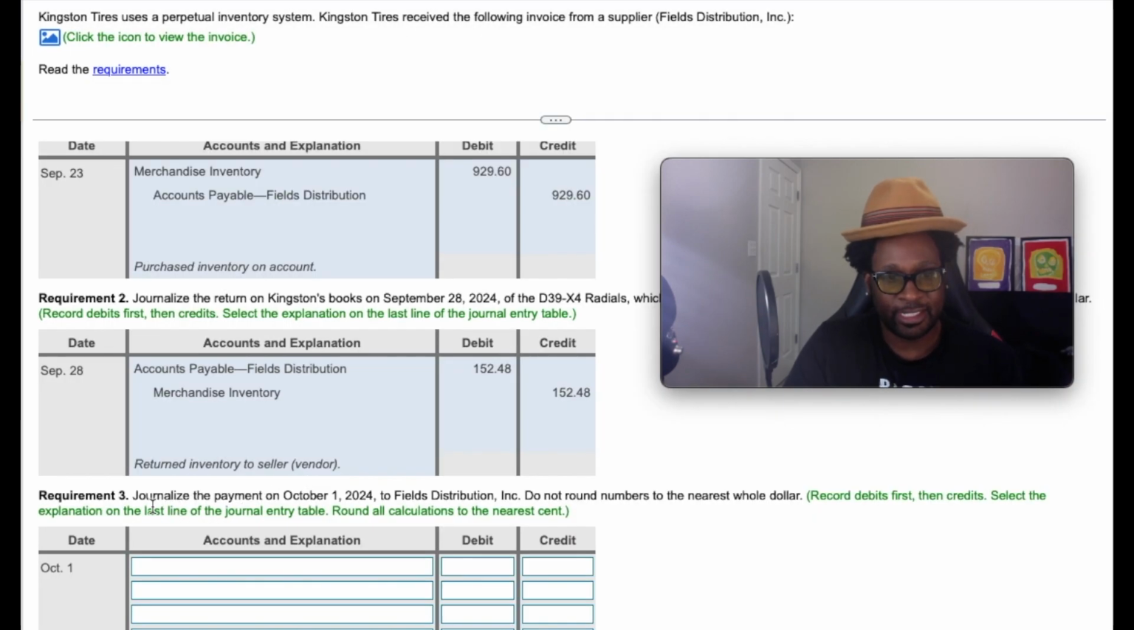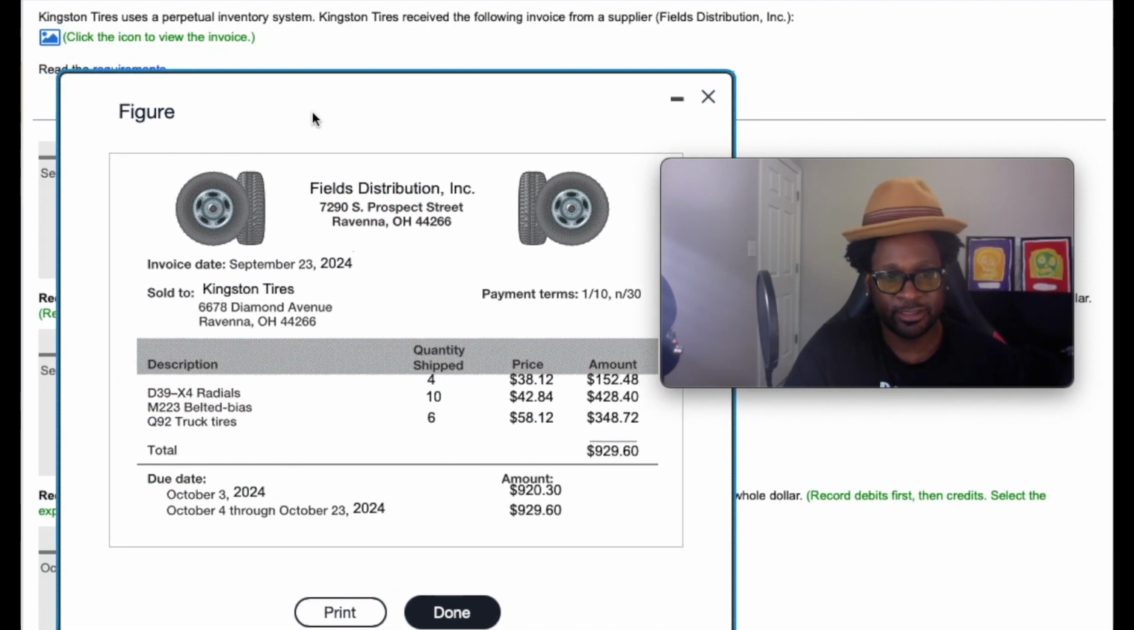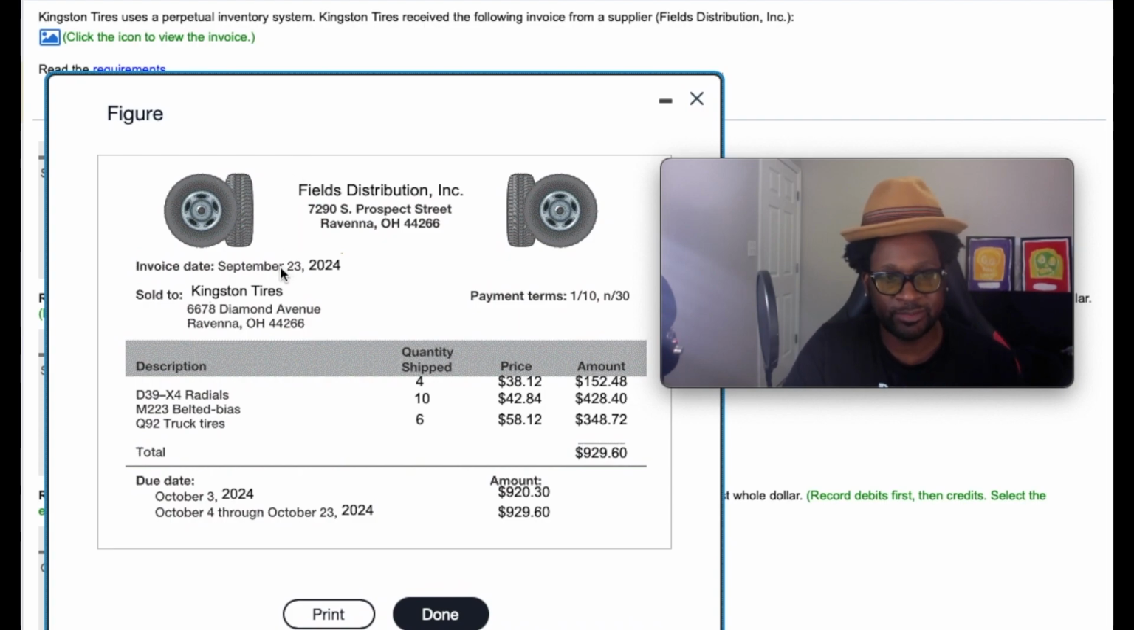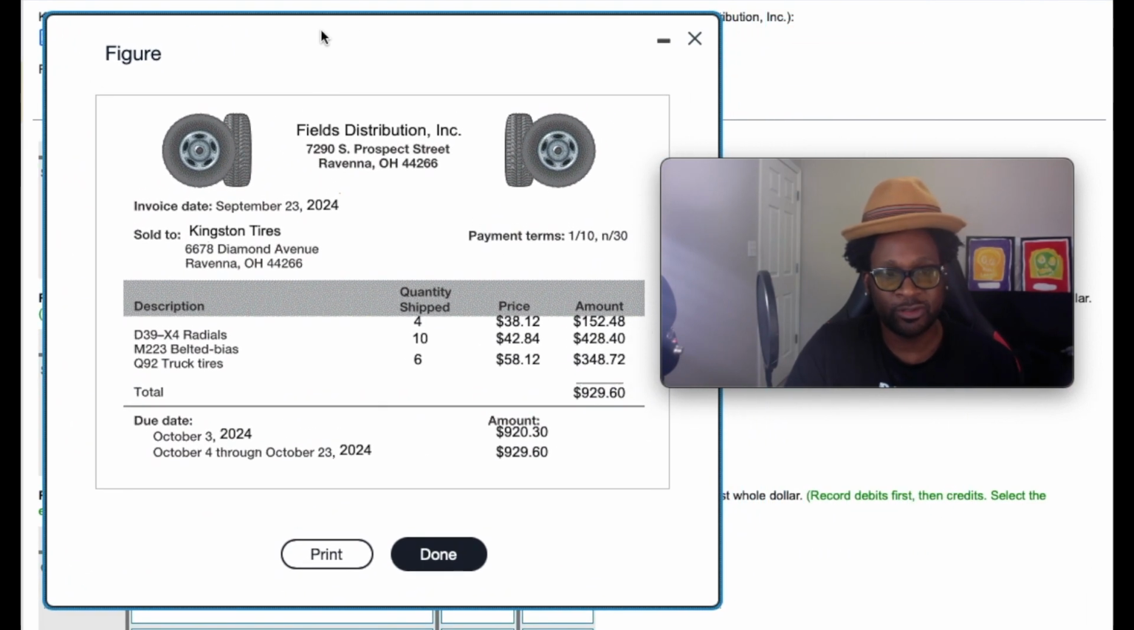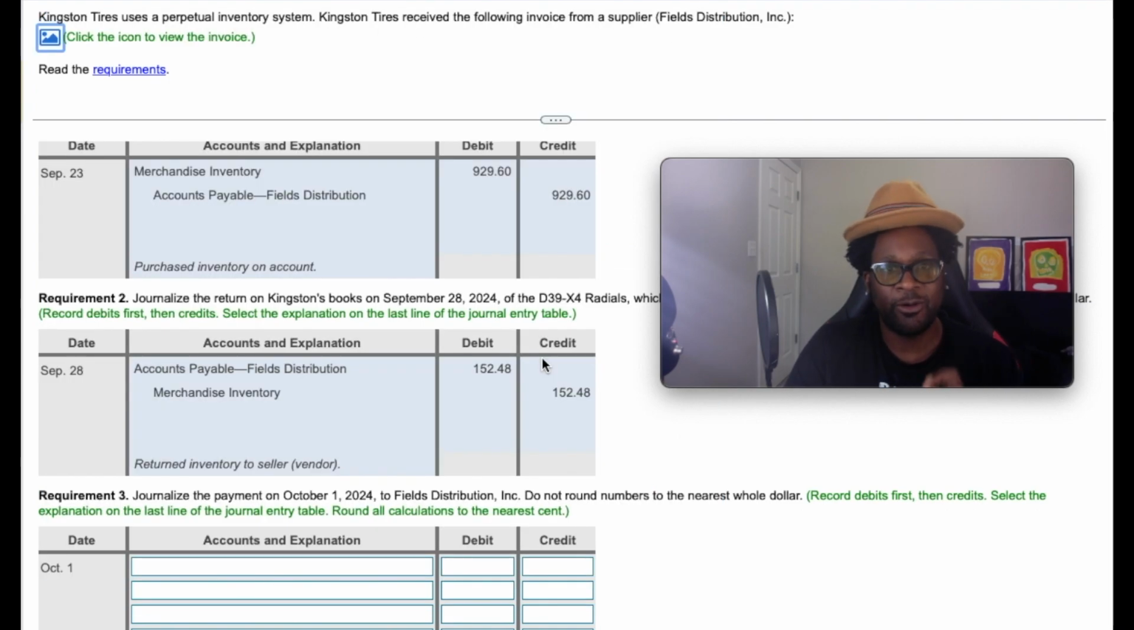Nice work, gang. And last but not least, they want us to journalize the payment on October 1st to Fields Distribution. All right, gang. So remember, if we look back at this particular invoice, we realize that the initial date was September 23rd. We had a 1/10, net 30 discount term offered, and now we're making the payment on the 1st of October. So we are in the discount terms, gang. So we know that our total amount will be minus the discount. However, we made a return, gang, so that will affect the total amount that we actually owe.